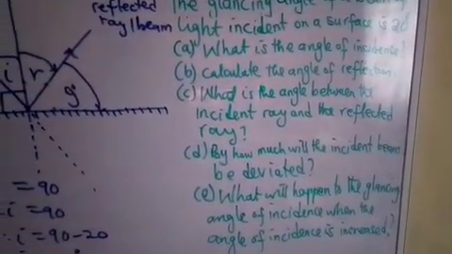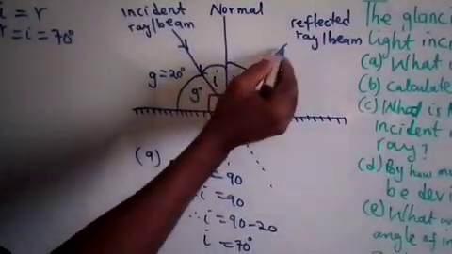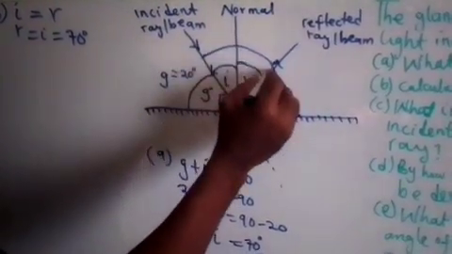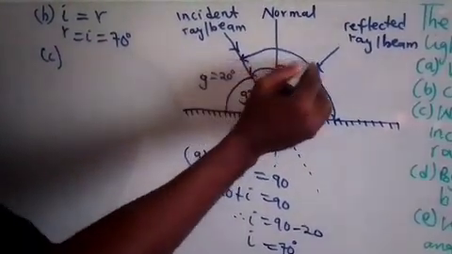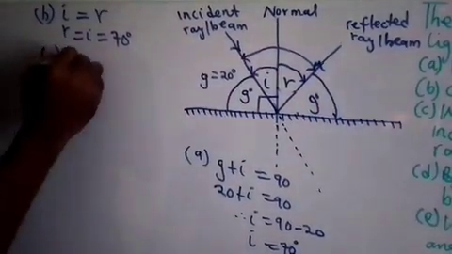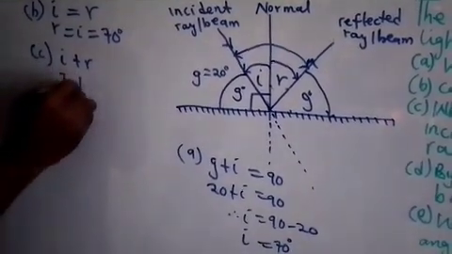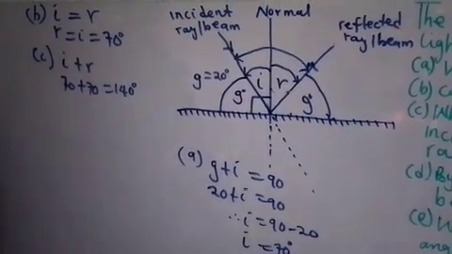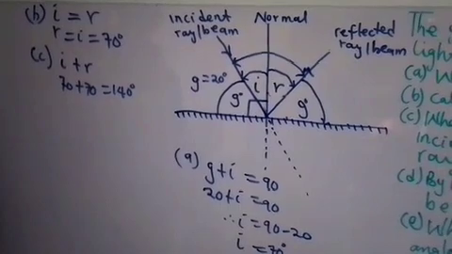Question C says, what is the angle between the incident ray and the reflected ray? Now you ask, from this diagram, where is the incident ray? From here to here. Where is the reflected ray? This. What is the angle between them? Check between the two lines, the angle they formed. Okay. See how easy that comes. What angle is there between the incident ray and the reflected ray? It is I plus R. That means the angle of incidence plus the angle of reflection. 70 plus 70, 140 degrees. That is how simple that is, to calculate the angle between the incident ray and the reflected ray.